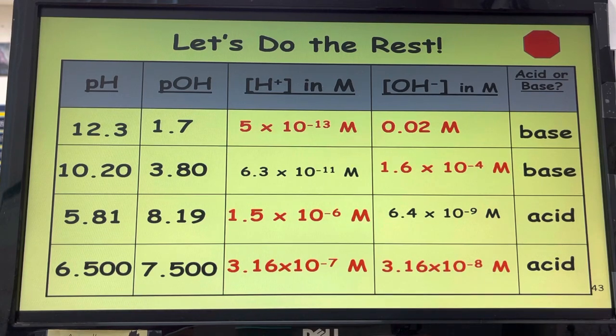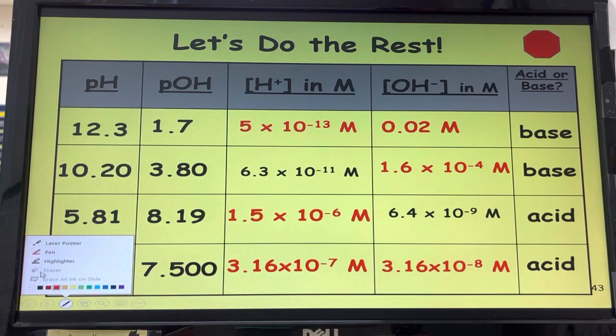If for some reason yours don't match these, you should probably ask a neighbor, a friend, or me what you did wrong, okay? Because you're going to have to replicate problems like this on your test. All right, let's move on.